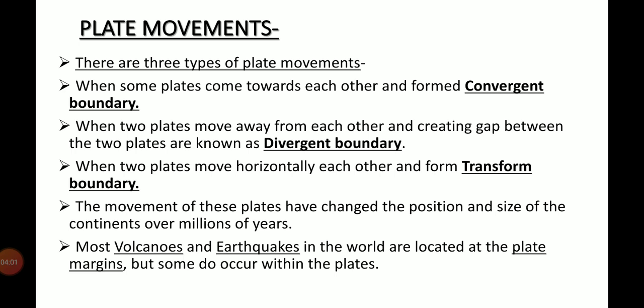Number 3 is the transform boundary or transform plate movement. When 2 plates move horizontally past each other and form a transform boundary, they do not come towards each other, and they also do not move away from each other. The movement of these plates has changed the position and size of the continents over millions of years. Most of the volcanoes and earthquakes in the world are located at the plate margins, but some do occur within the plates.